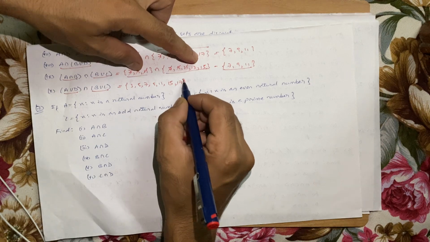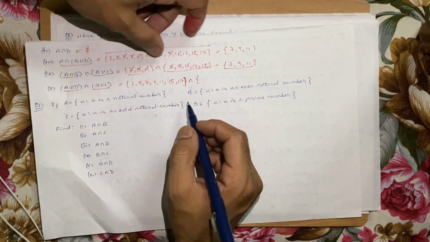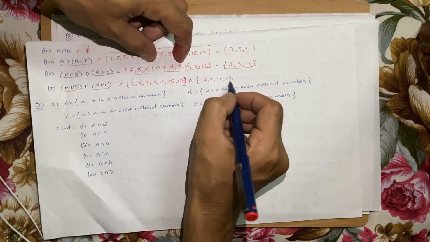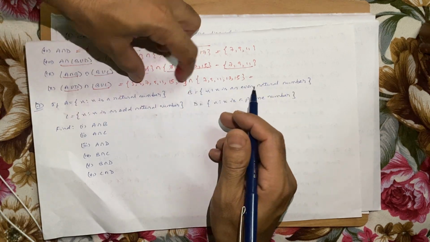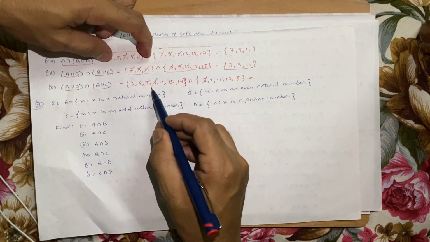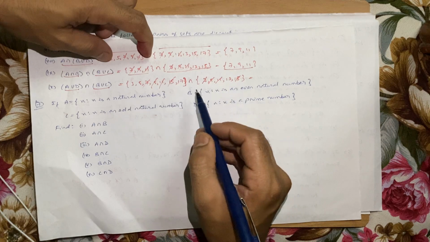Now this needs to be intersected with B union C. And what is B union C? This one, right? 7, 9, 11, 13 and 15. So what is the intersection of this set and this set? The common elements, okay? Let's check it. 7 is common, 9 is common, 11 is common, 15 is common, okay?